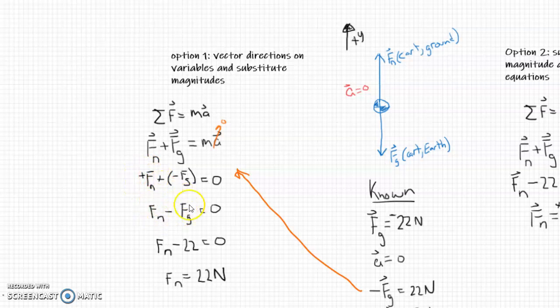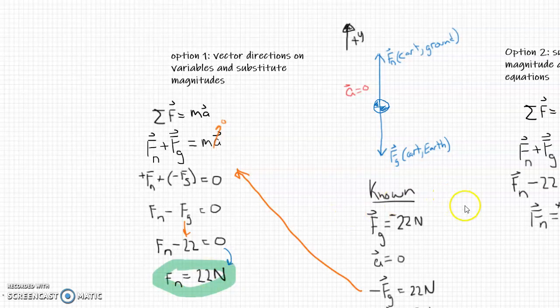Doing some algebra, I notice that it's going to be the normal force minus the gravity. I substitute in just a magnitude here. Notice it's being substituted as 22. And then to get to this next step, I simply did some algebra, and I'm going to bring the 22 over to the other side. And so I end up getting the 22 newtons as the magnitude of my normal force.